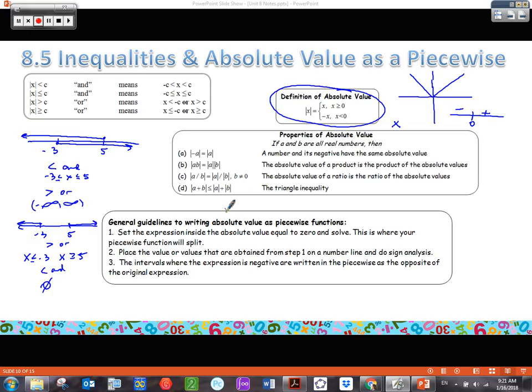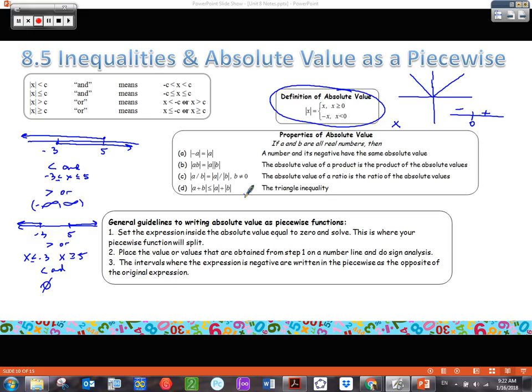D is something that we really don't use that much. It has to do with an inequality, not an equation. It just tells us that if I do the operation A plus B and then take the absolute value, that quantity is always going to be less than or equal to the quantity if I separated them out: the absolute value of A plus the absolute value of B. We just don't use that very often, but it was something that would be fun to talk about.